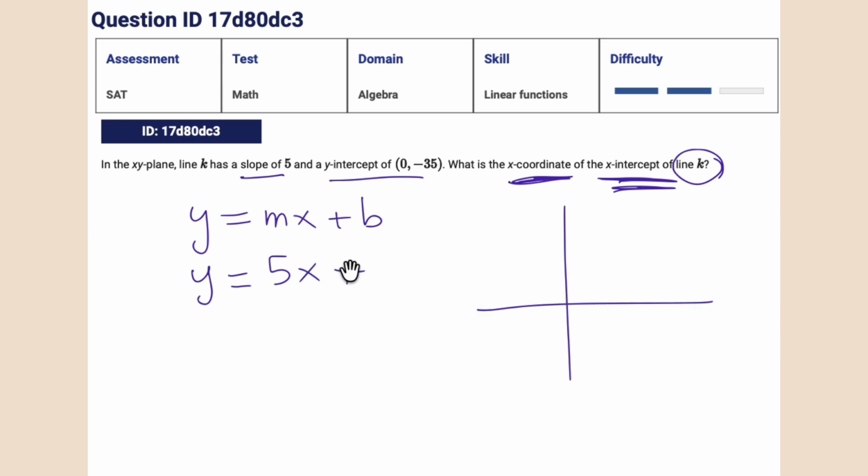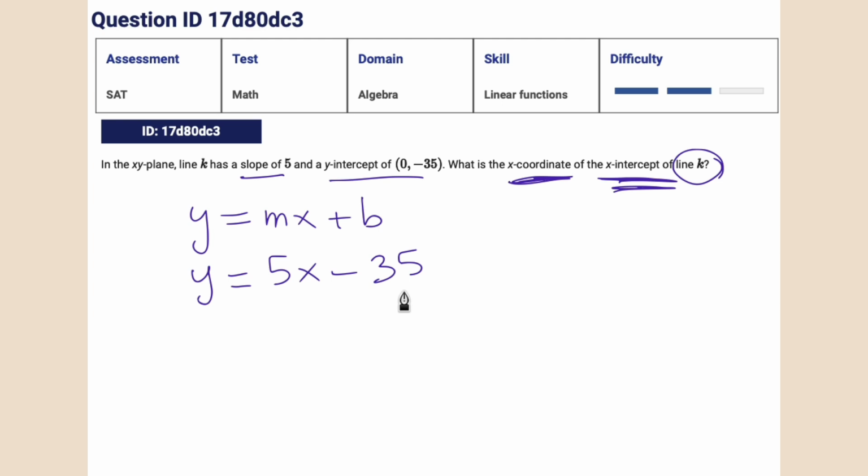So the y-intercept is -35. So I'm going to remove the plus sign here and write it as -35. Okay, so we got our line here. Great. Now, let's see what the question is.